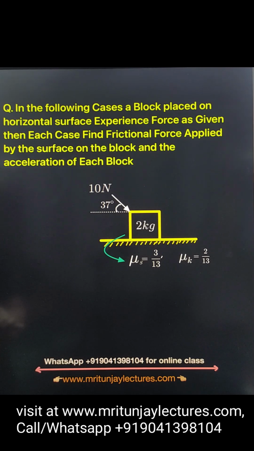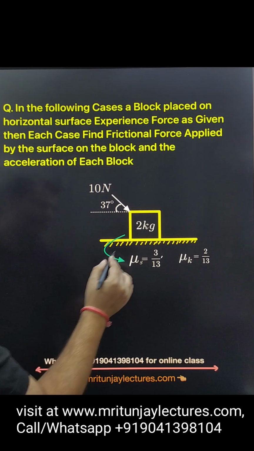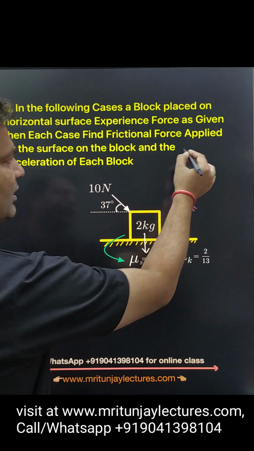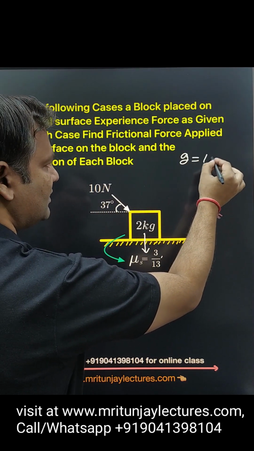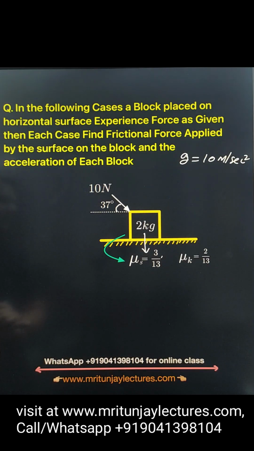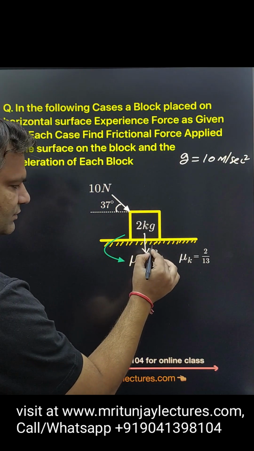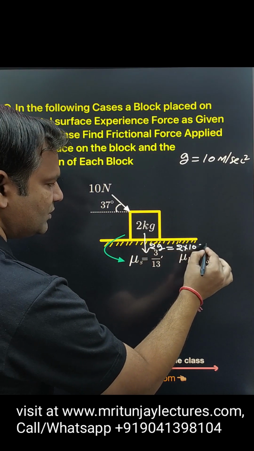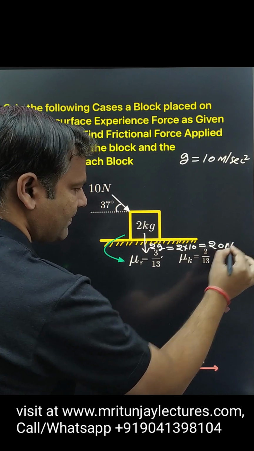Okay. So first of all, look here. Make a free body diagram of the 2 kg block. mg always acts in the downward direction. For simplicity, I have taken g equal to 10 meter per second square. Otherwise, you can take 9.8. So 2 into g, 2 into 10, that is how much? 20 Newton. I hope that is clear.